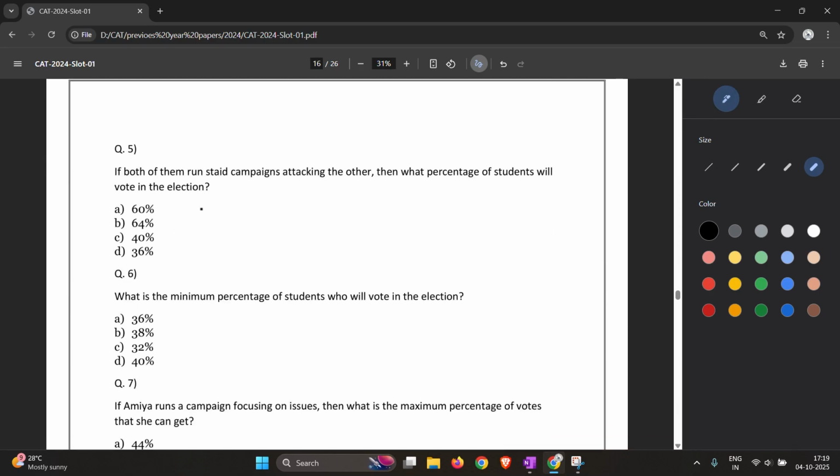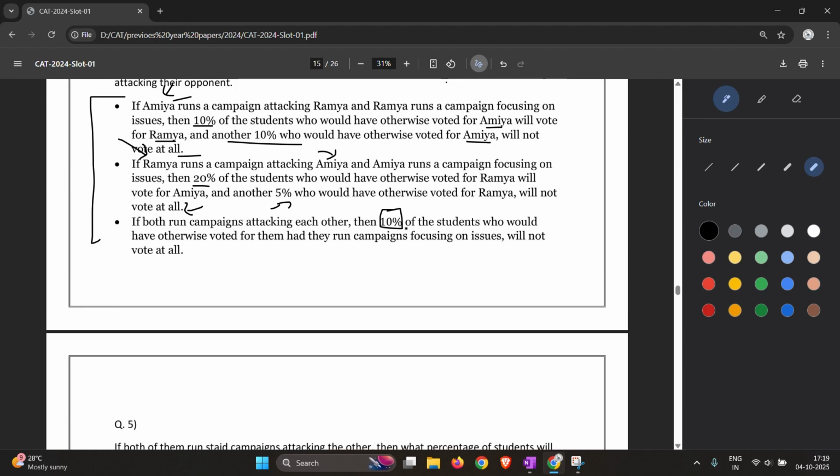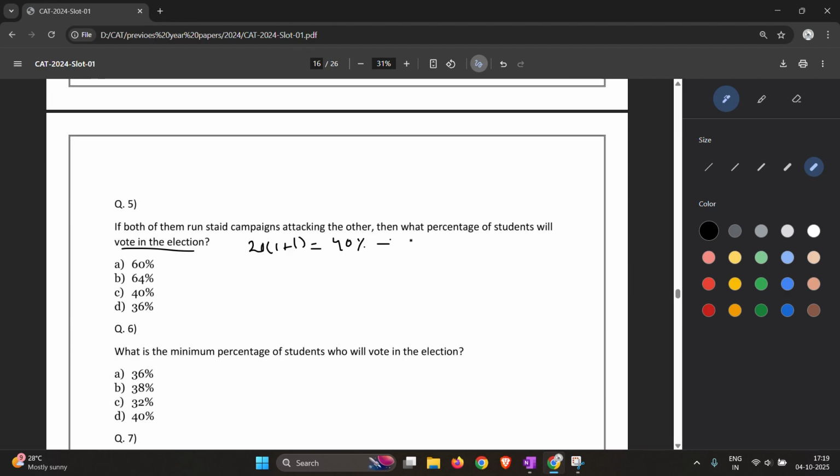So let's quickly read the questions now. If both of them run a styled campaign, so a level 1 campaign, attacking each other, then what percent of students will vote in the election? This is just a simple math formula question. The number of students who will vote would be 20 times (1 plus 1), which is 40% of students. But since they both are attacking each other, 10% of the total will not vote. So minus 4%, and you get 36% of students who will vote. So 36% is the answer.